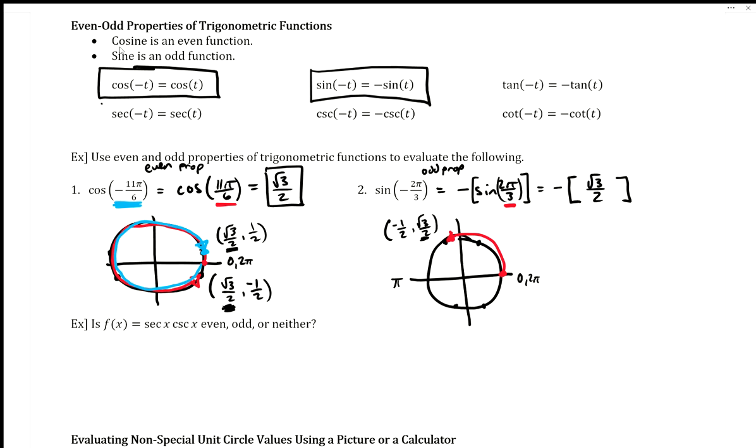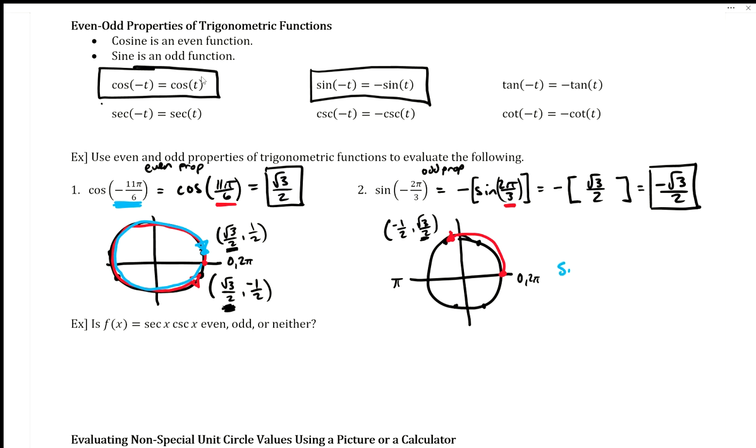And now we'll deal with that negative. On this problem, the negative and a positive would give us a negative value. So negative radical 3 over 2 is that answer. Okay, so that's using the odd property. Now let's go ahead and do it without the property.